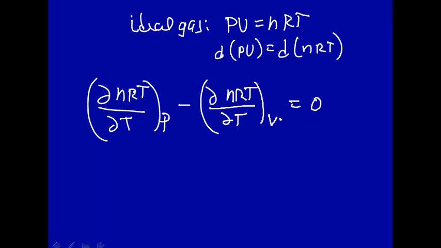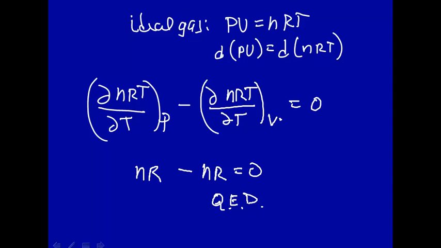Well, let's see. n and R are constant. The derivative of T with respect to T is just 1. And it doesn't matter whether it's constant P. So this is just equal to nR. Same way here. The derivative with respect to T, n and R constant. You pull that off. The derivative of T with respect to T is 1. Doesn't matter if it's constant volume. nR minus nR is 0. So therefore we had QED. Whatever that means. That's what the mathematicians use when they've shown something.